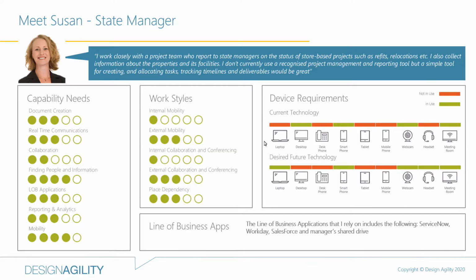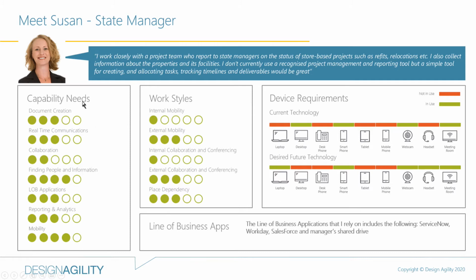So here's an example of one of their personas. This is Susan, who's a state manager. Up here, it has a little blurb about what she does, primarily what she's looking for. She works closely with a project team that reports to state managers on the status of store-based projects, such as refits and relocations, and collects information about the properties and facilities. She doesn't currently use a project management reporting tool, but she would like a simple tool for creating and allocating tasks, and tracking timelines and deliverables.